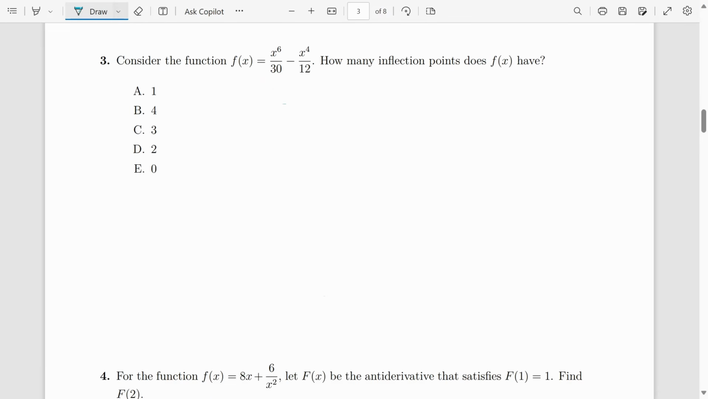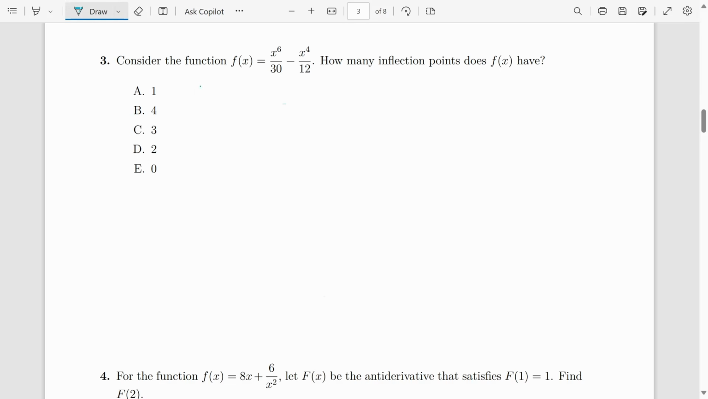Question 3. Consider the function f of x equals x to the 6th over 30 minus x to the 4th all over 12. How many inflection points does f of x have? Cool. So inflection points, what we do for those is we first find f double prime of x and then set it equal to 0 and then solve for x after we find all that.